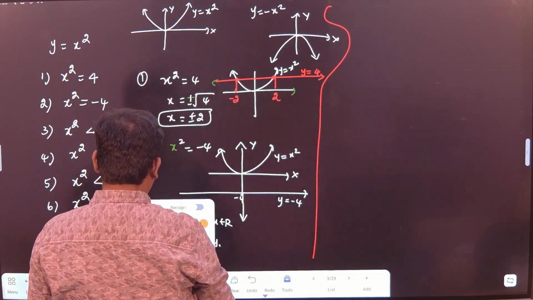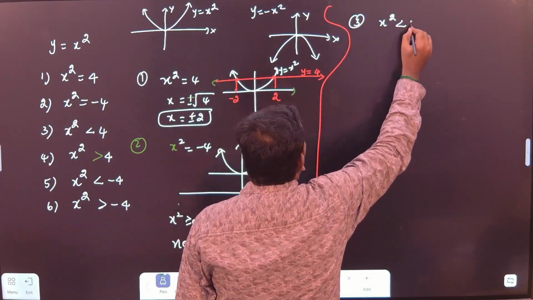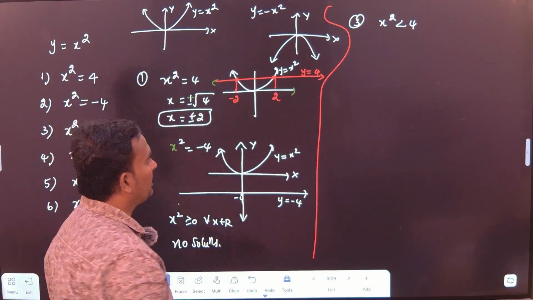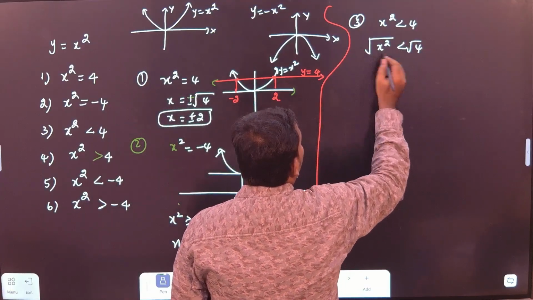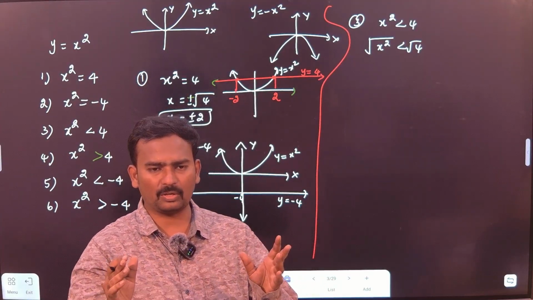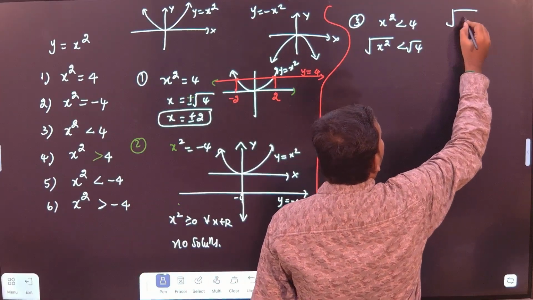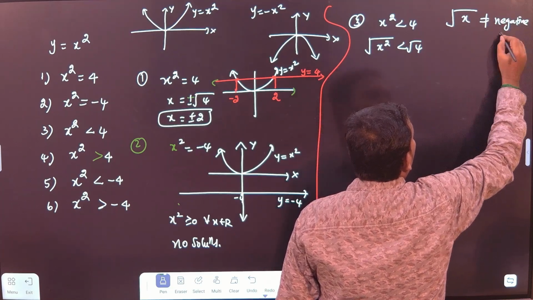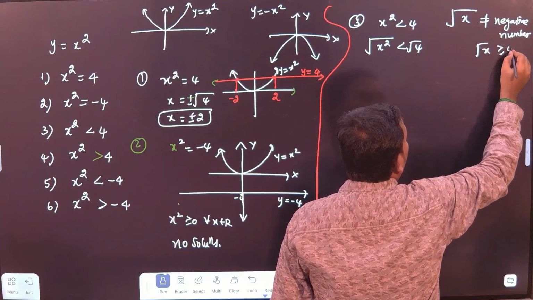The next one, the third one, is x square is less than 4. This kind of question is very simple. You take the square root on both sides. Square root of x square is less than square root of 4. You have to remember that the square root of something cannot be negative. It is always positive. The square root of something is not equal to a negative number. So the square root is always greater than or equal to 0.